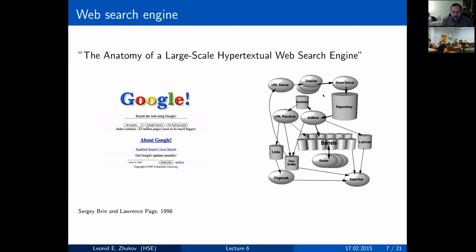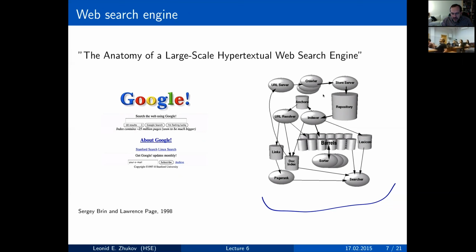So what you see here on the left is the way that the Google web page looked when Google just started, and on the right is the diagram from their paper on the first architecture of Google. It's actually the first and the last diagram of Google architecture people have ever seen. Now, most of the search engines have pretty much the same sort of architecture. Of course, it's much more complicated and scalable, etc. But really, the idea is the same.